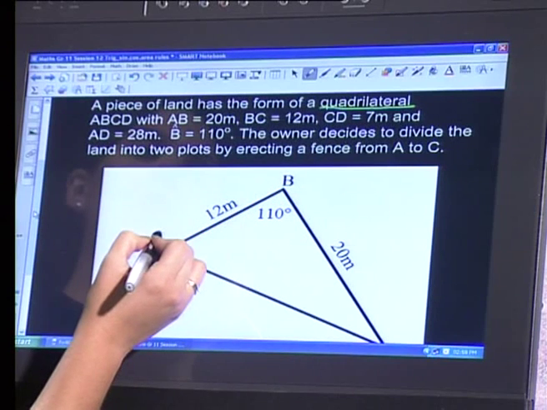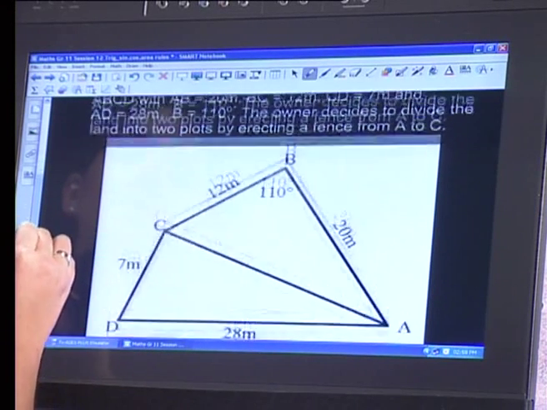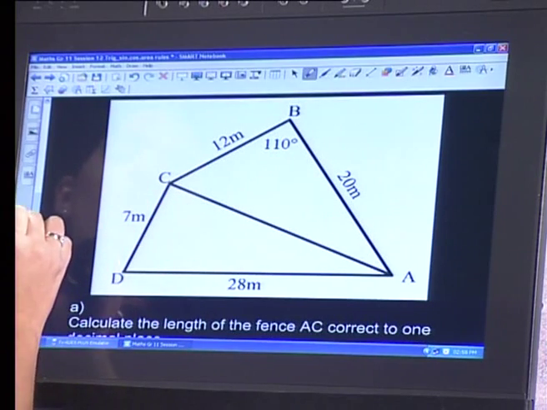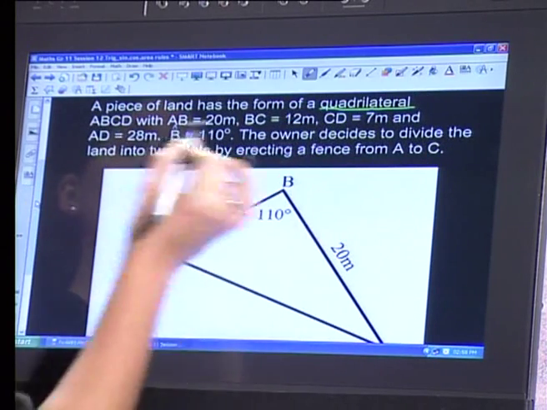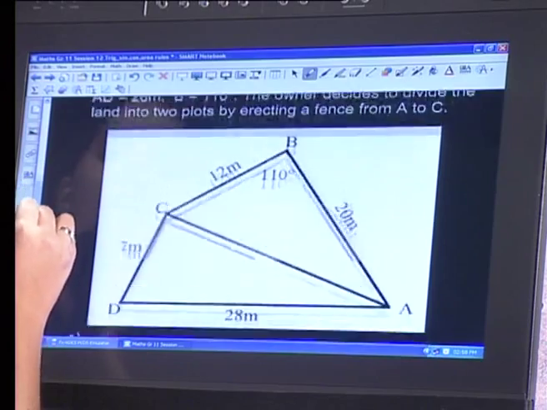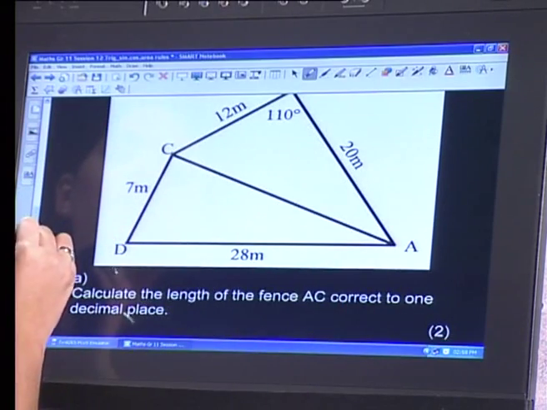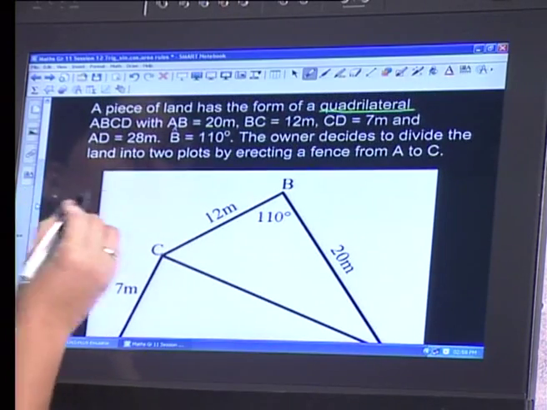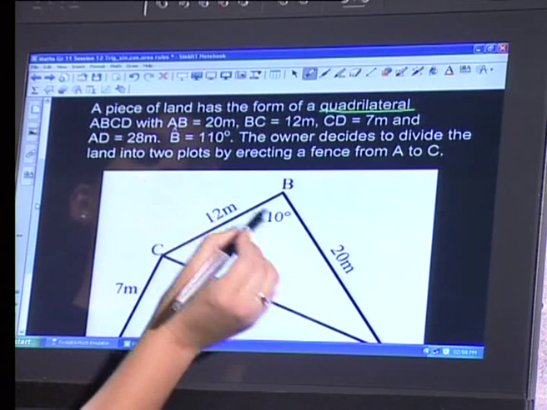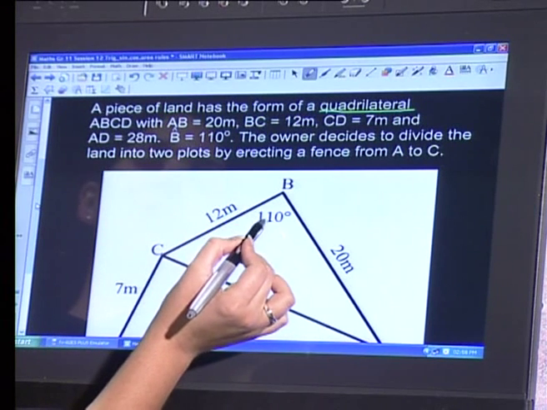BC is equal to 12 meters. CD is equal to 7. There we go. And AD is equal to 28. So that's at the bottom here, and that's been filled in for us as well. They tell us that angle B has a value of 110 degrees.